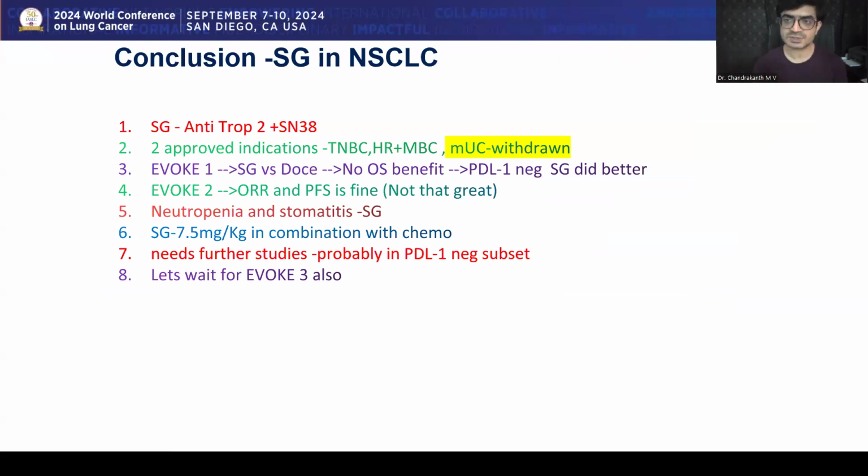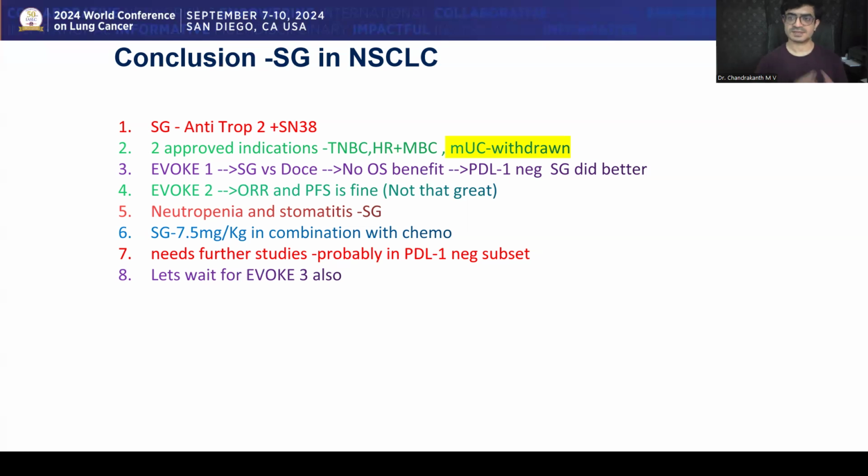What are the conclusions of this presentation? Sacituzumab Govitecan is an anti-Trop2 antibody plus SN38. This combination has 2 approved indications in the present day, triple negative breast cancer and HR positive metastatic breast cancer. This is the space: third line and beyond setting. For metastatic urothelial carcinoma, it is withdrawn. Evoke 1 was second line. Sacituzumab Govitecan versus docetaxel, no OS benefit.